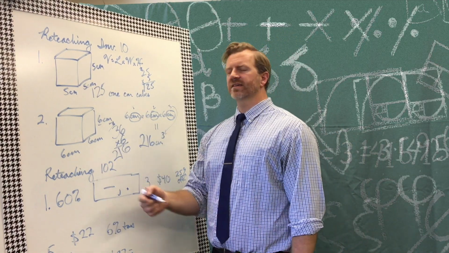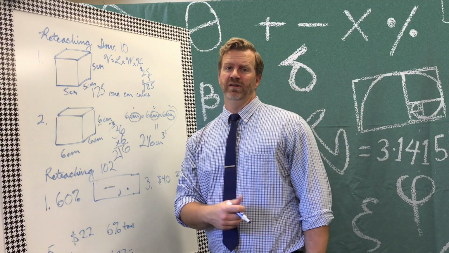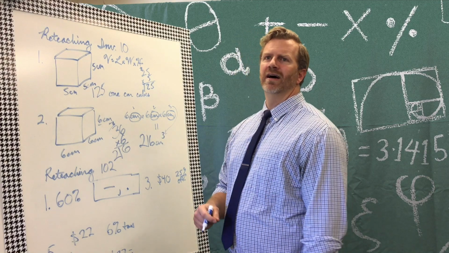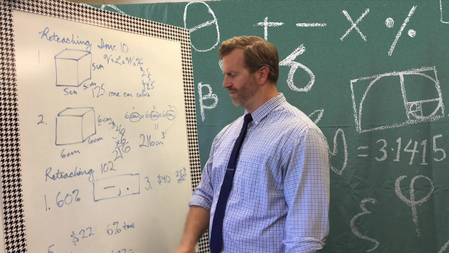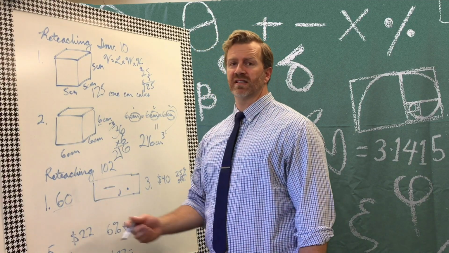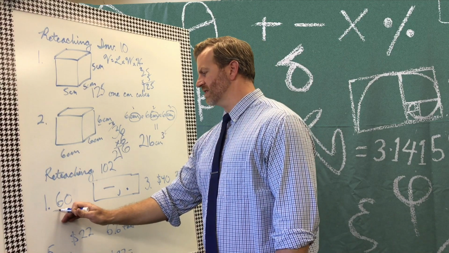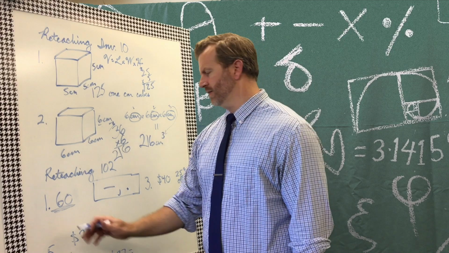Number one's got 60%, and they want us to write it as a reduced fraction. So let's do that right now. Asher, help me out, bro. Let's write 60% as a fraction. So it's 60 over what? What makes it a percent? What do we got to do? We got to put it over 100, right?